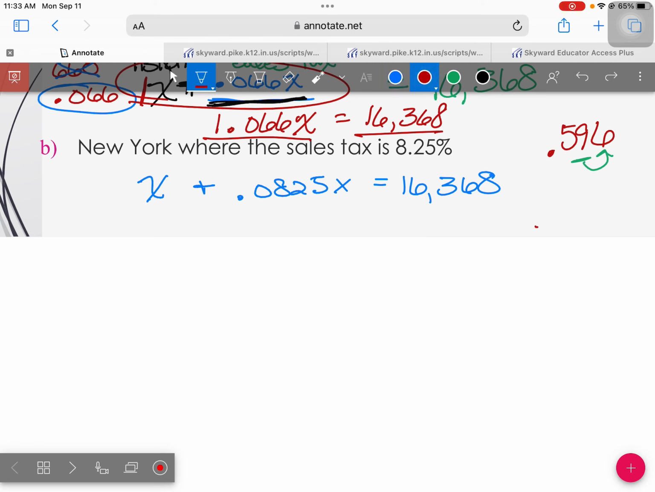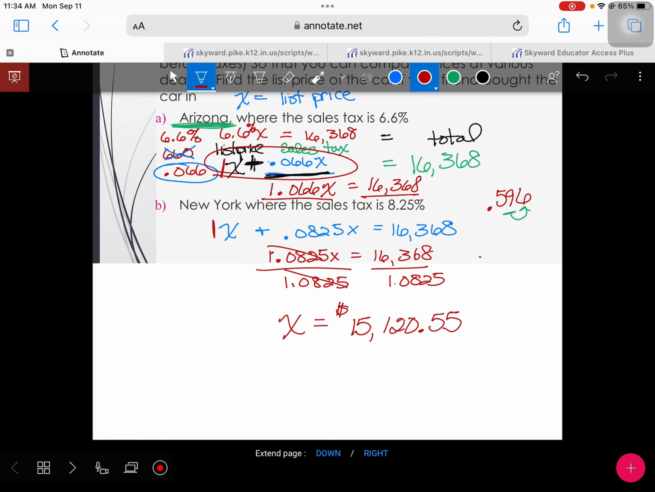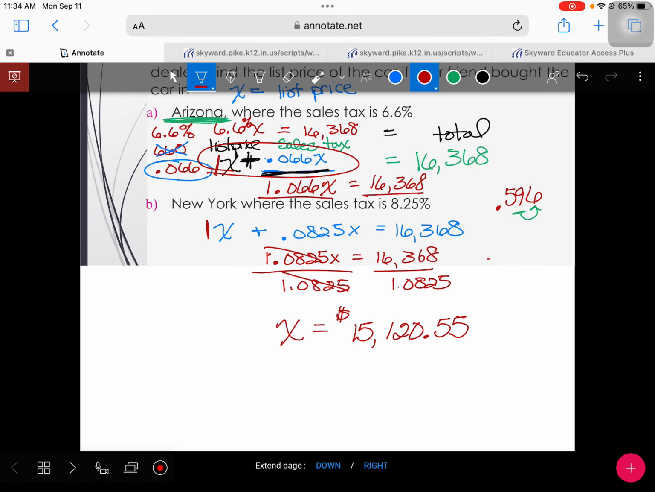All right, when I simplify, what do I get in my next line? 1.0825x equals 16,368, divide by 1.0825, because we are trying to solve for X, the list price, and we get $15,120.55.